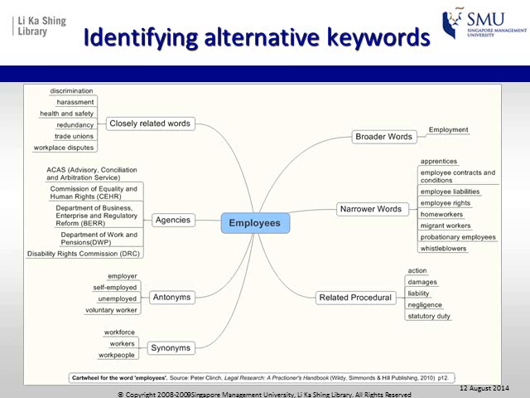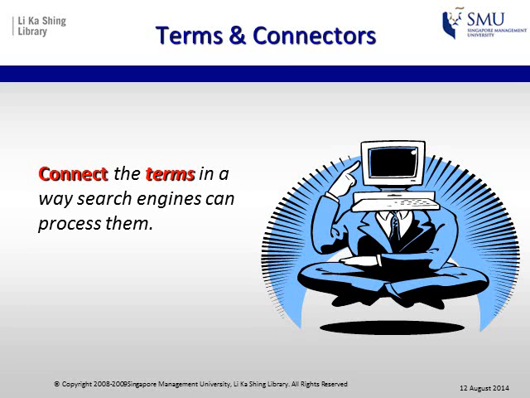Once you have identified the potential issues and concepts, you can think about the possible keywords and alternative words and phrases. Here's an example from Peter Clinch's book on legal research. The various alternatives will be useful when you are trying to combine different terms in your search statement. Now that you have your keywords or terms, you need to connect them in a way that online search engines can process them. Your keywords or terms need to be strung together with connectors, also known as Boolean operators. The right combination of terms and connectors will help you unlock more relevant results. It will also prove to be a more cost-effective search.